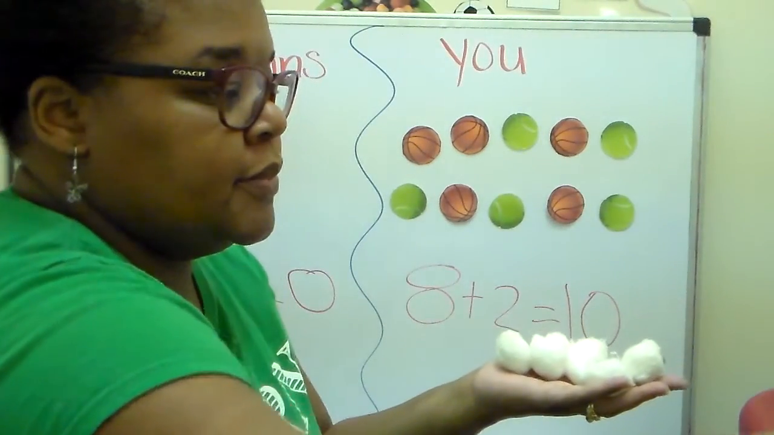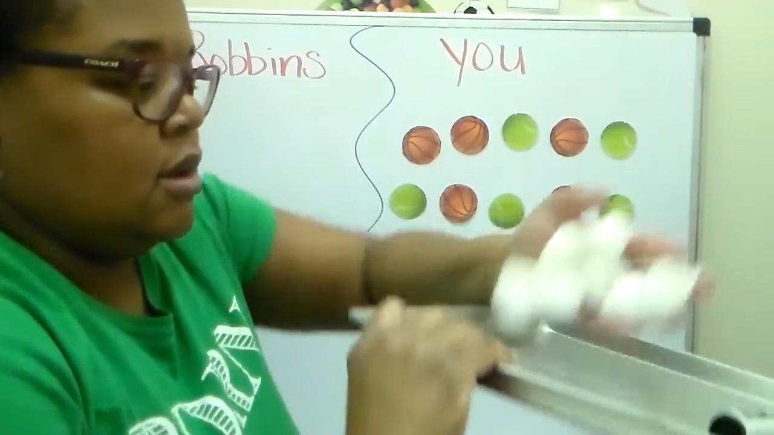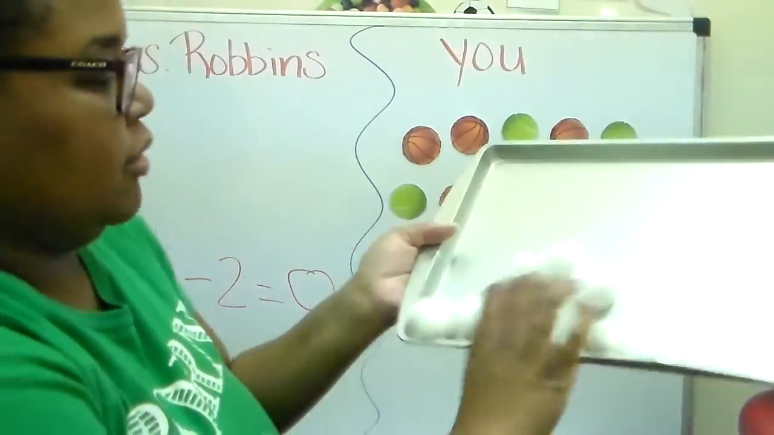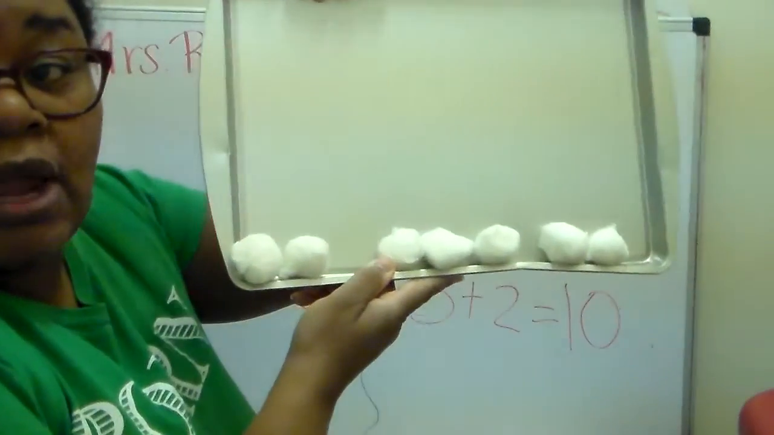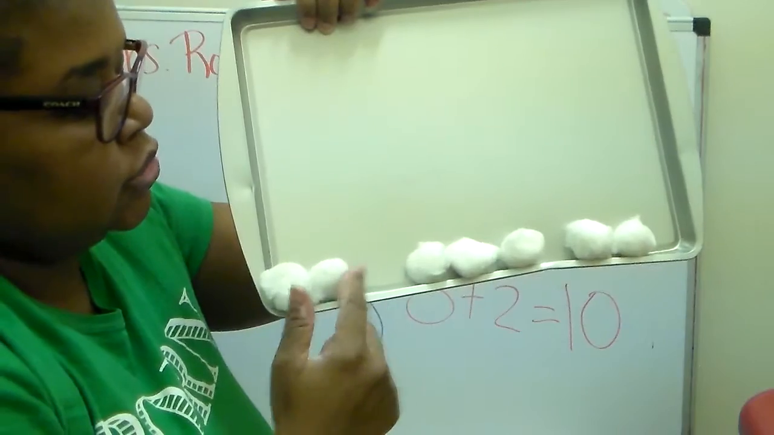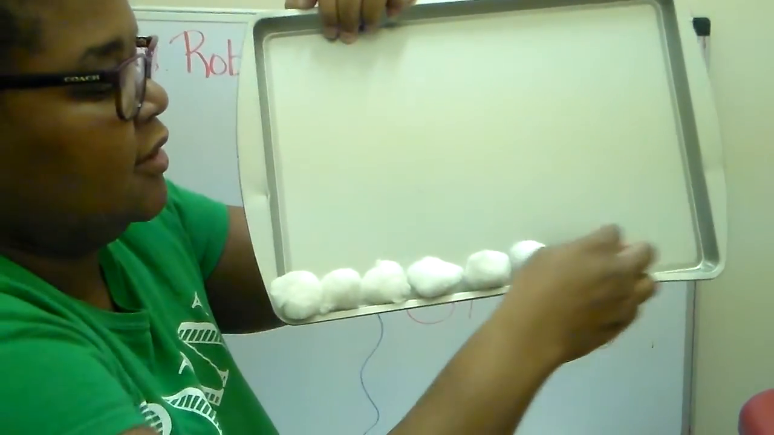Let's see. Let me put them on this cookie sheet where they were so that way you can see. I had 7 lined up, so we'll count them. 1, 2, 3, 4, 5, 6, 7.